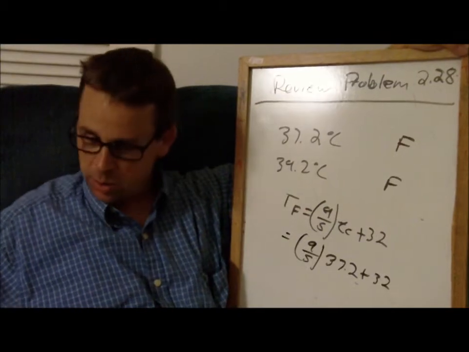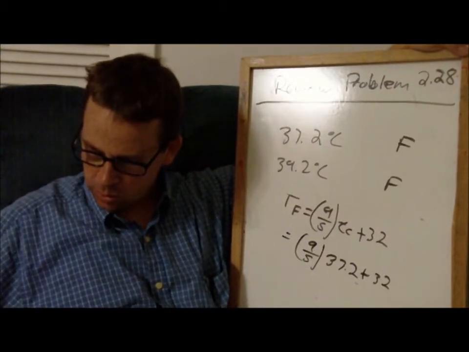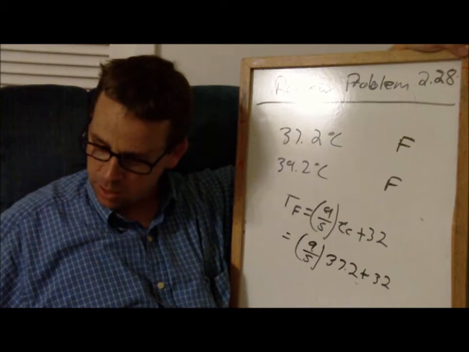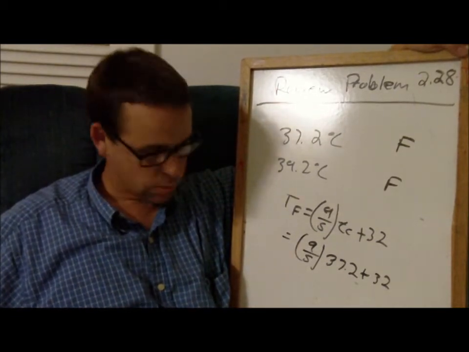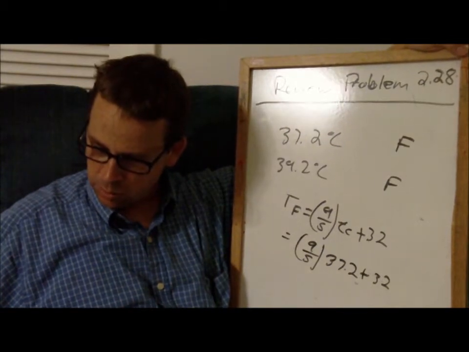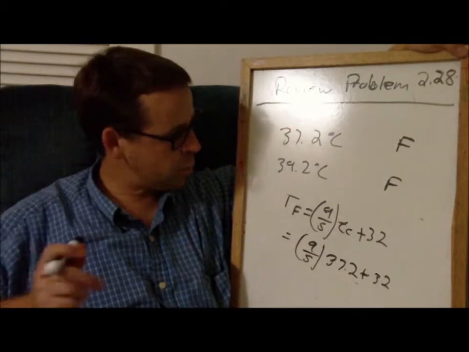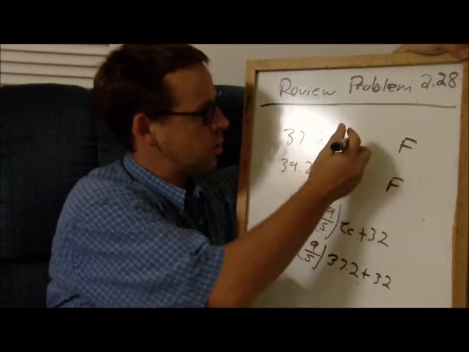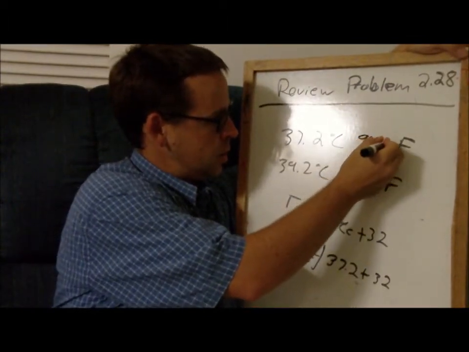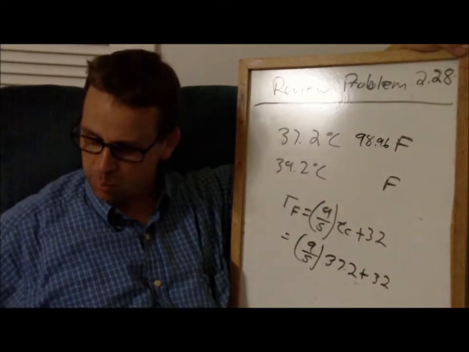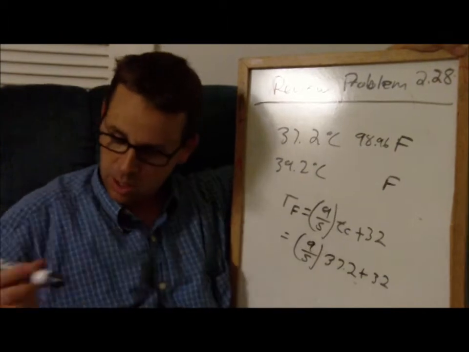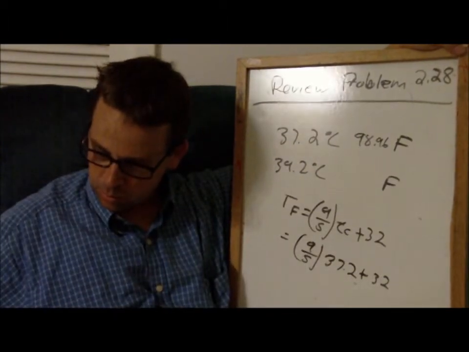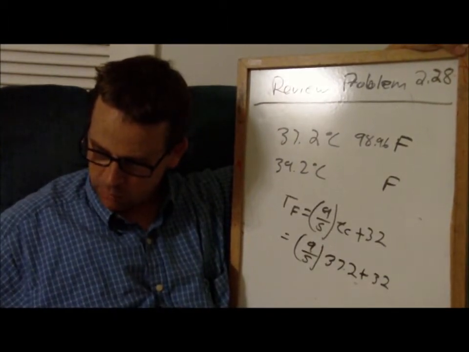So we take 37.2 times 9 divided by 5, and then add 32 to it. That's 98.96. So that's 37.2, 98.96. Then we take 39.2 and do the same thing. 39.2 times 9 divided by 5, add 32.